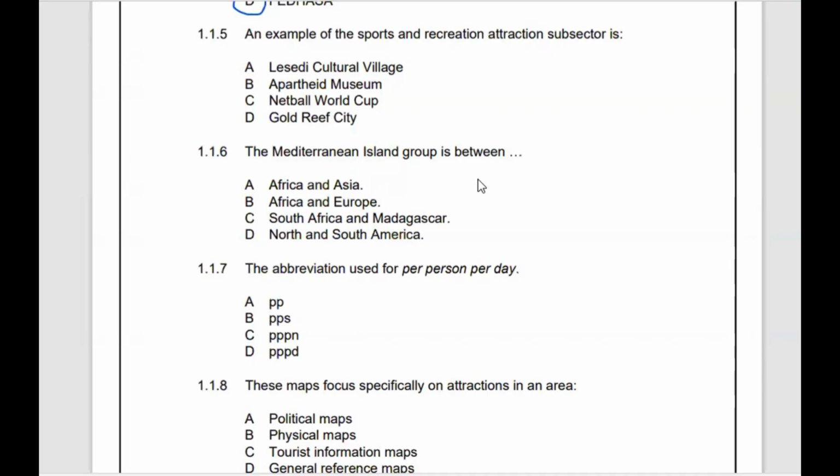But if we look at C, the Netball World Cup would be an appropriate response simply because this is closely related to sports and recreation. Remember, netball is a sporting discipline in its own right. So that will be closely related to the sports and recreation attraction subsector. So C will be our correct answer.